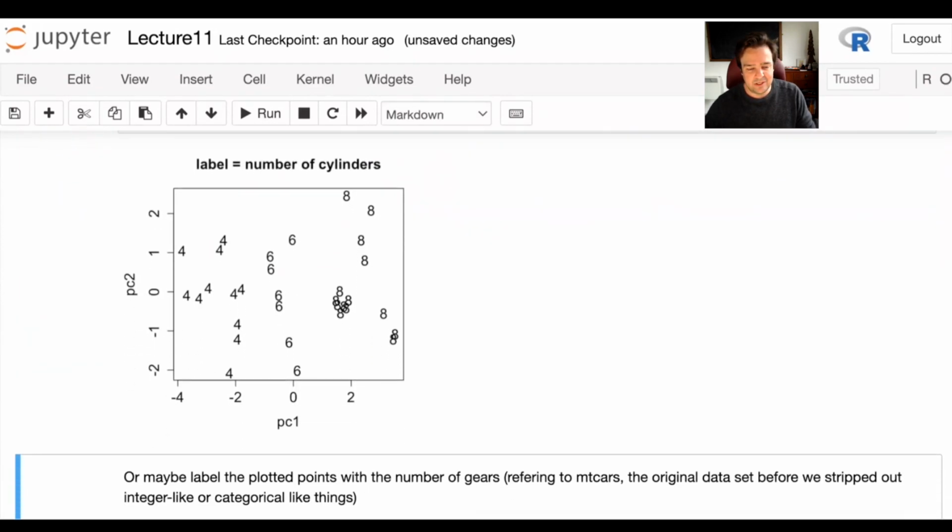This is the same data, except each point is now replaced with the number of cylinders in its engine. And sure enough, there's a very clear pattern. PC1 is small for engines that have a small number of cylinders. There doesn't seem to be any discrimination along PC2 when it comes to numbers of cylinders. So the number of cylinders seems to be well separated out when you look at principal component 1.